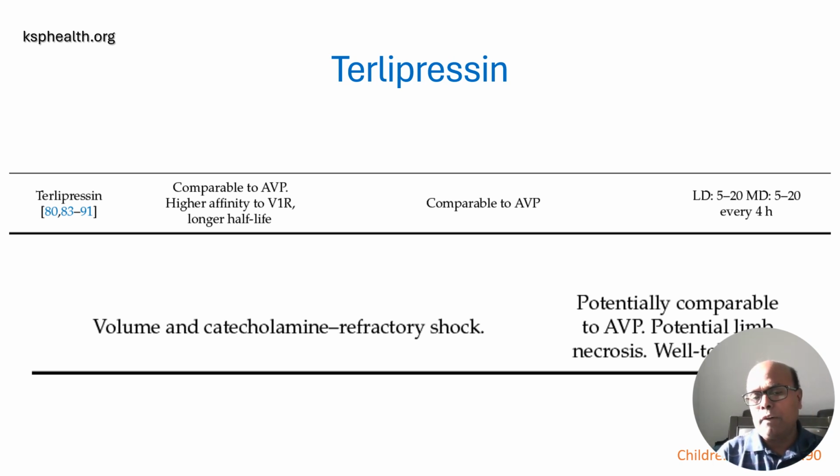Terlipressin is a prodrug of vasopressin. The dose is 5 to 20. Actions are similar to vasopressin, but it causes cardiac, splanchnic and digital ischemia. It's used only in catecholamine refractory shock. In the latest guidelines for adults, they are not suggesting to use terlipressin.